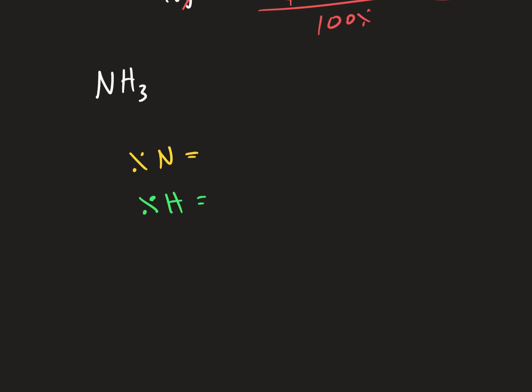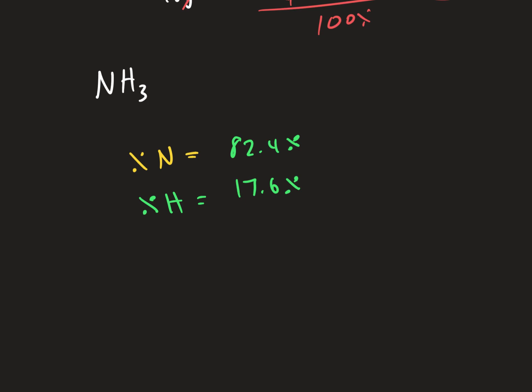Okay, who's got this? What percent of ammonia is nitrogen? 82.4%. We all good with that? And that gives us 17.6% hydrogen. Are we good? Yes.